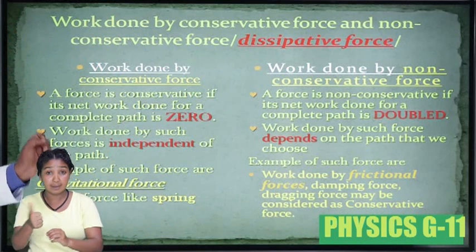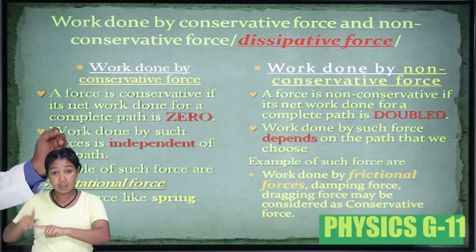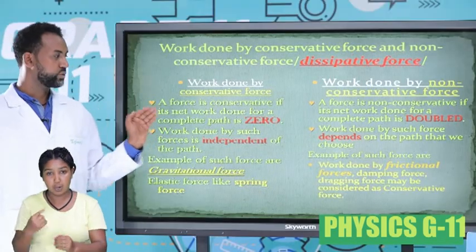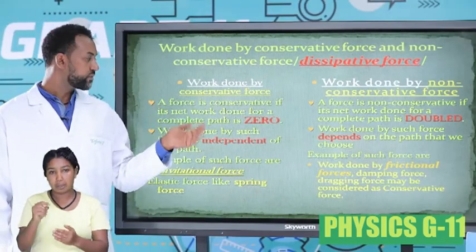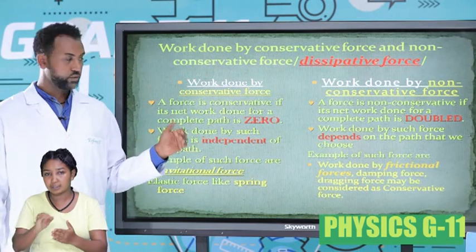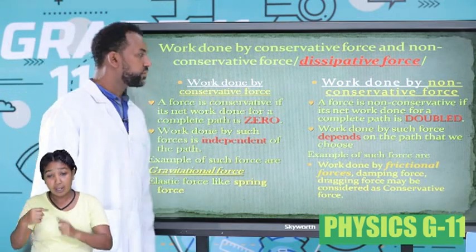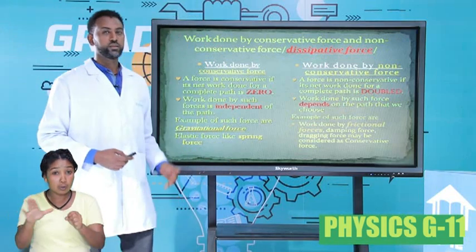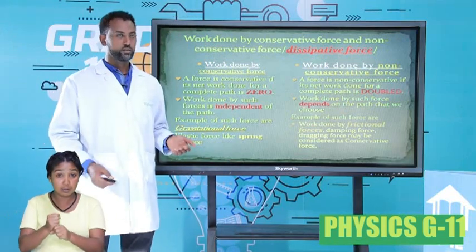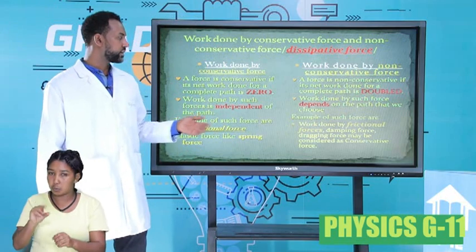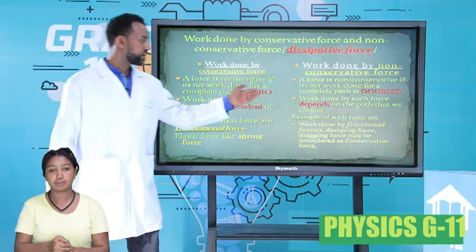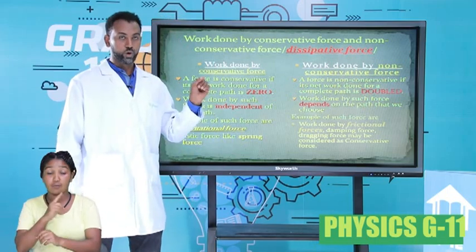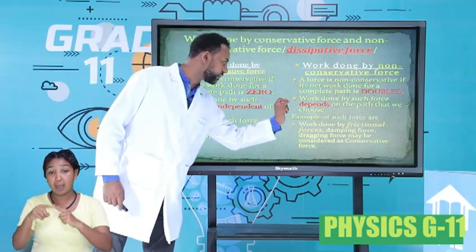The other point is that work done by a conservative force is independent of the path. When you go from A to B, you might take different paths, but it is independent of the path. When you come to a non-conservative force, whenever you take a complete path, the work is rather doubled. It doesn't cancel out and become zero, rather it increases. Therefore, the net work done by a non-conservative force for a complete path becomes double.